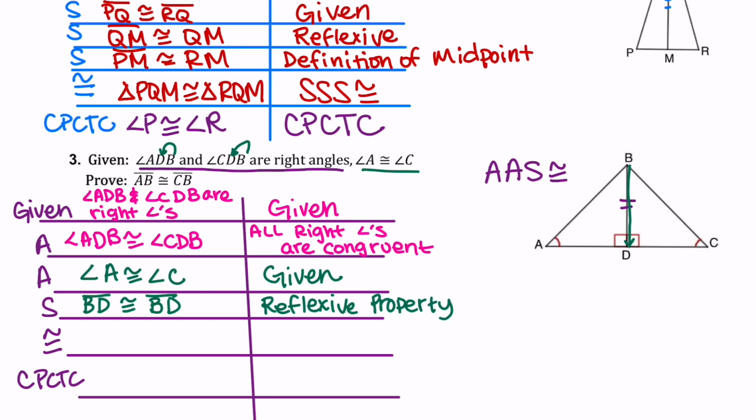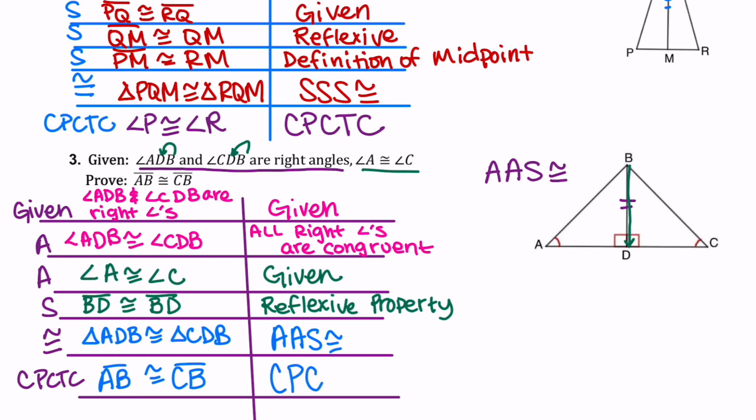Now we're going to write that the triangles are the same. Triangle ADB is congruent to triangle CDB, and that is by angle, angle, side congruence. Now, it's not asking us to show the triangles are the same. It is asking us to show that AB is congruent to CB. And since the triangles are the same, the corresponding parts of congruent triangles have to also be the same.